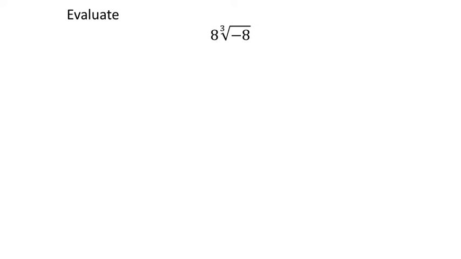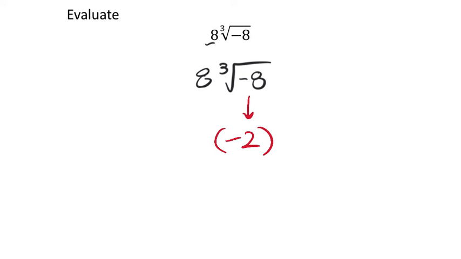All right, it says evaluate. I'm just going to simplify it. It's a cube root. So right now, what I'd like you to do is just ignore the 8. Don't even worry about it. Just look at the cube root. You've got to be careful on this. Some students say it's 8 to the power of 3 times the square root of negative 8. No, this is 8 times the cube root of negative 8. So just look at the cube root of negative 8. What times itself three times is negative 8? This would be negative 2, okay? Now we need that 8 in the front there. So I would have 8 times negative 2, which is negative 16.